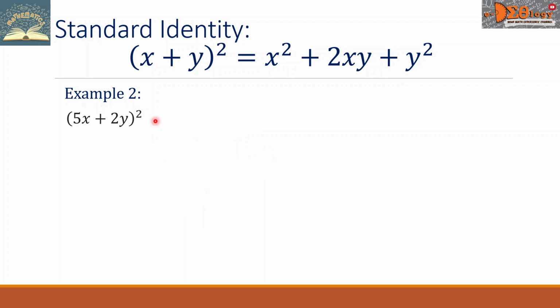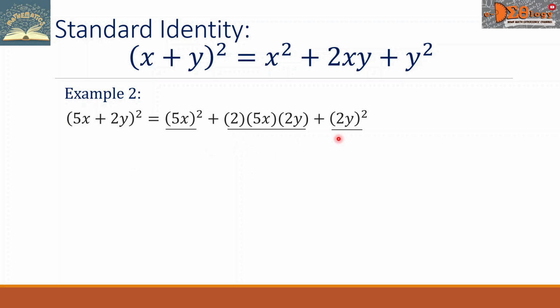Example 2. Square of 5x plus 2y. The right side will have 3 terms. For the first blank, we're going to take 5x, then we will put a square. The last blank is plus this 2y, we will take and put a square. In the middle term, we multiply 5x by 2y and then times 2.